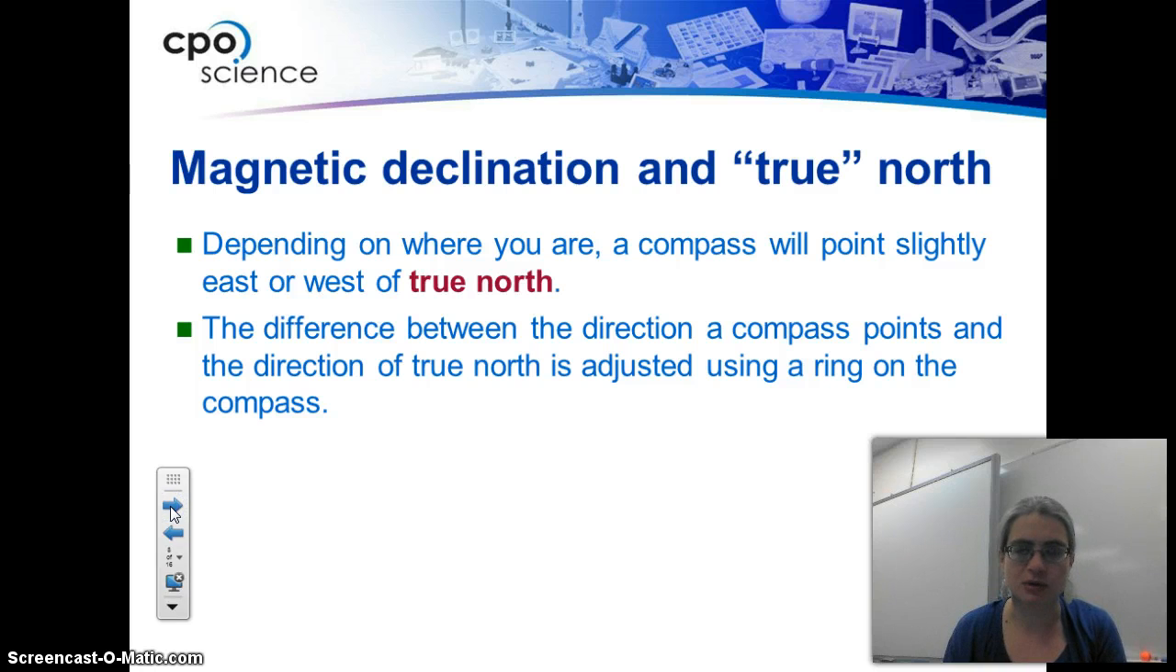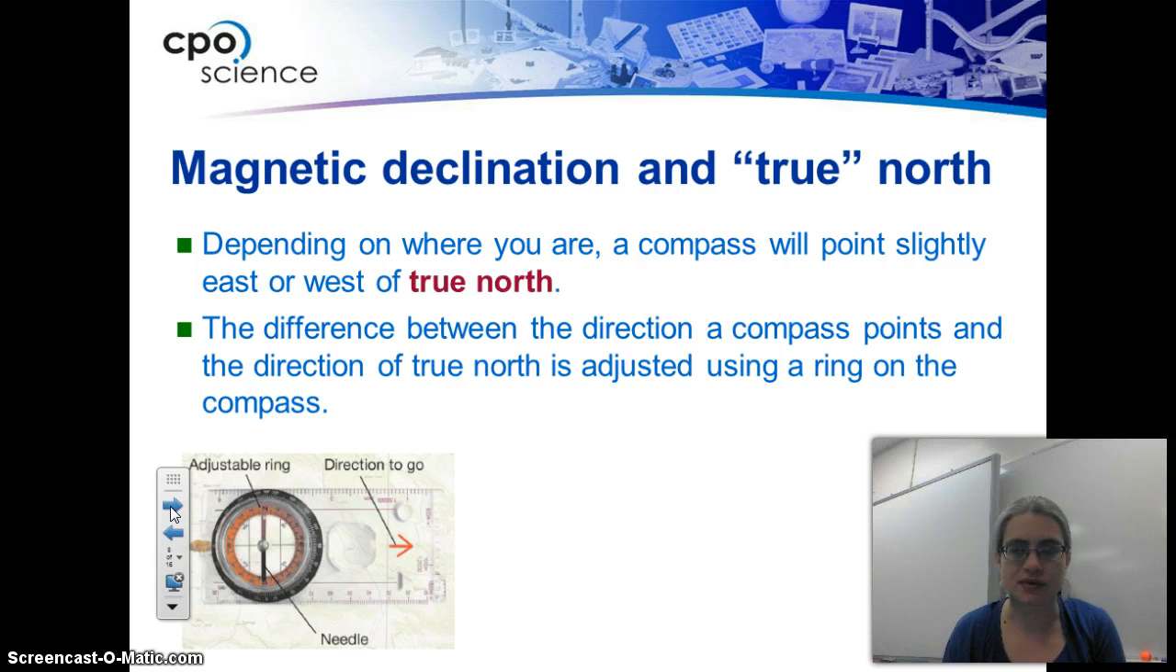Depending on where you are, the compass will point slightly east or west of true north. The difference between the direction the compass points and the direction of true north is adjusted using a ring on the compass. So with our compasses, that orange ring inside, we'll alter it a little bit to shift it. And again, we'll talk in class about how to actually use a compass.